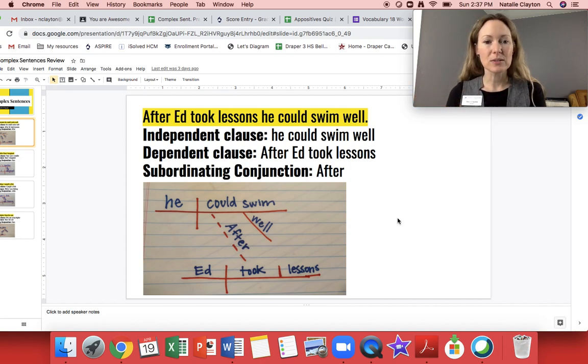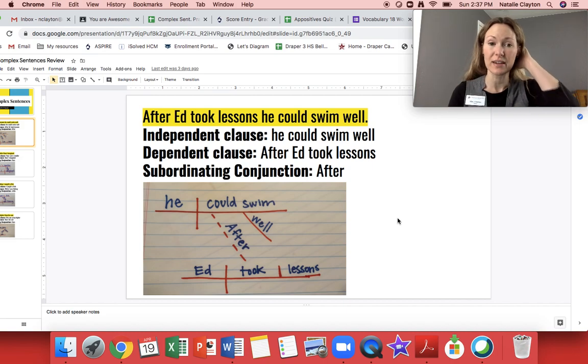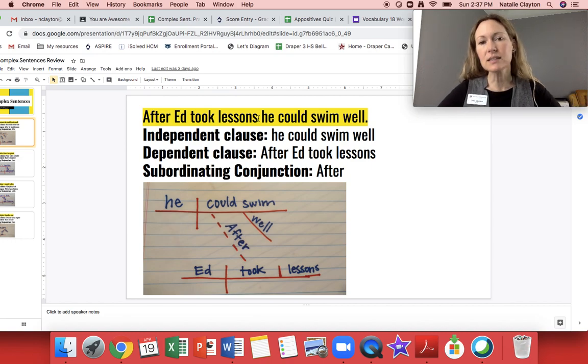The other tricky thing about dependent clauses is that they can be at the beginning of the complex sentence or the end of the complex sentence. You just have to take a look and find it. So here we've got, after Ed took lessons. What if we claimed that was all by itself and we didn't say anything else? It doesn't make enough sense. And so we know this is our dependent clause, and it starts with after, which is our subordinating conjunction.